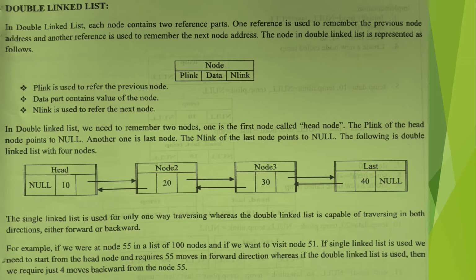In double linked list, the node contains three parts. The first part contains the address of the previous element or node. The second part contains the value or data which we want to insert in the double linked list. And the third part refers to the address of the next element.